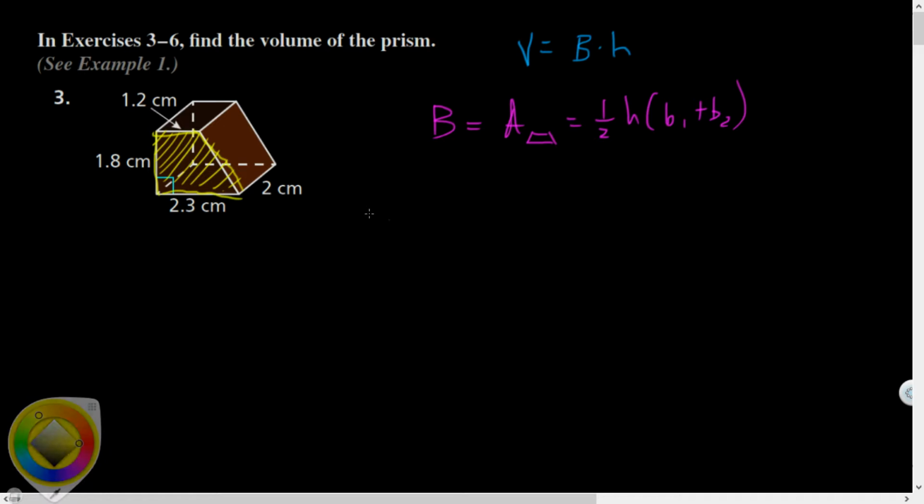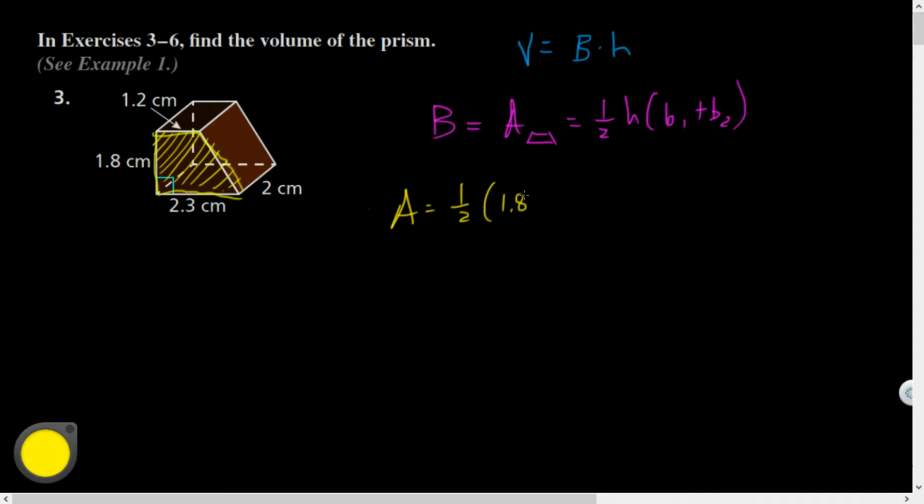So if I want to find that area, that is going to be half the height, 1.8, times the sum of the bases, 1.2 plus 2.3, and that would give me the area. And then I would multiply this through, and imagine each of these trapezoidal shapes being the pages of a book. As I multiply it through, it's adding volume to it, and that would give me the volume of the entire figure.